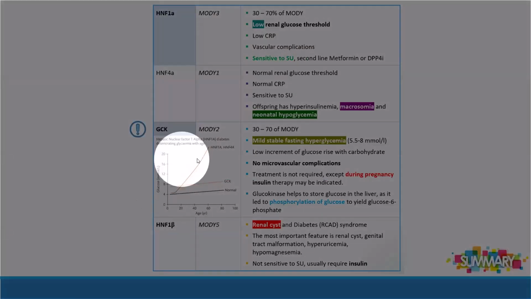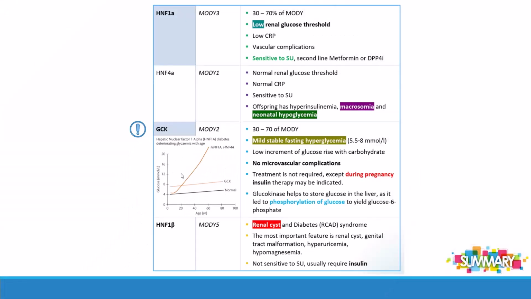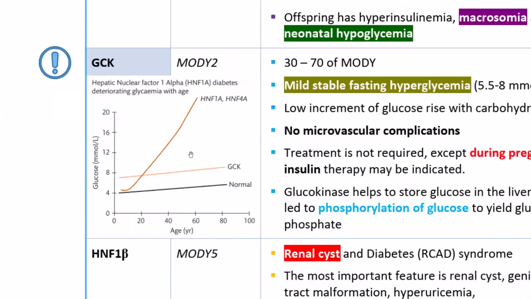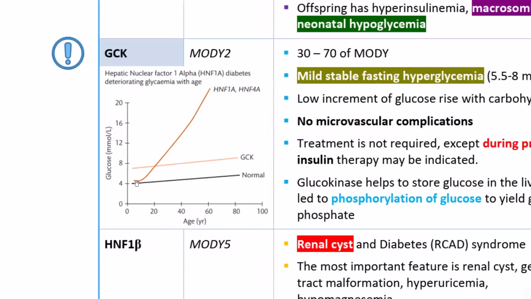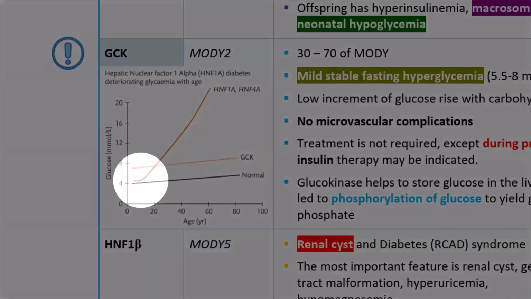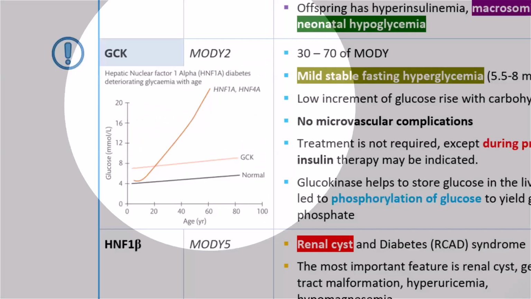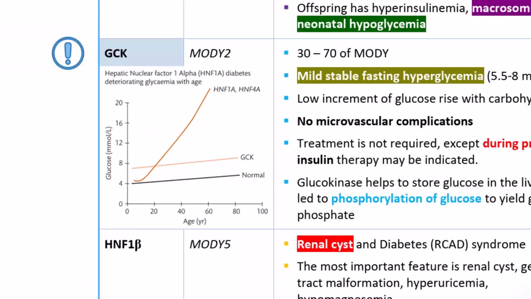And if we look at this algorithm, this is why I put it, because it will show you HNF1 alpha and 4 alpha have very rapidly progressive hyperglycemia with time. But glucokinase is close to normal. So in glucokinase, the patient will present with long duration of mild fasting hyperglycemia. But in HNF1 alpha and 4 alpha, there is a rapid progressive decline of the beta cell, and the patient requires sulfonylurea to manage it and so on.